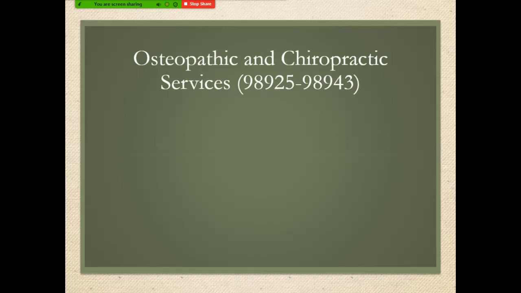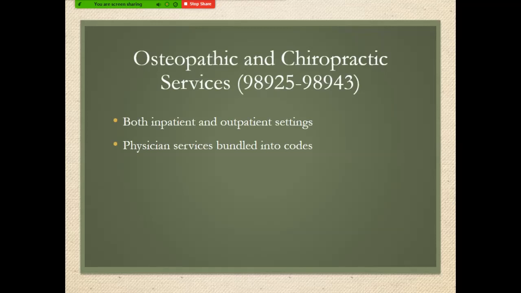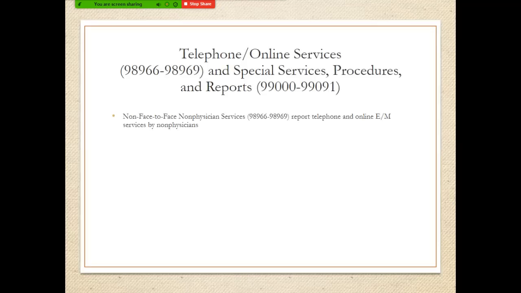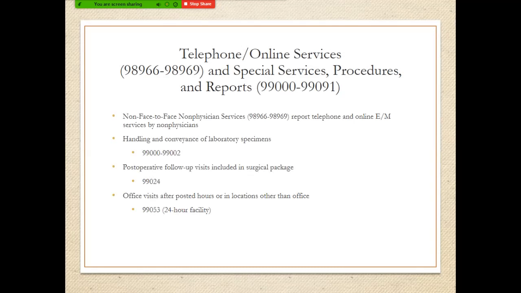The next slide that we're going to do is on osteopathic and chiropractic services, 98925 through 98943. Both inpatient and outpatient settings. Physician services bundled into the codes, and codes divided by number of body regions involved. Now we're going to go to something that we're using a lot of right now. Telephone and online services, 98966 through 98969.